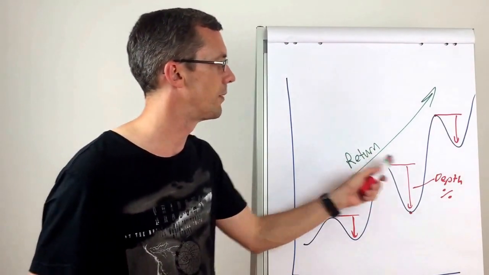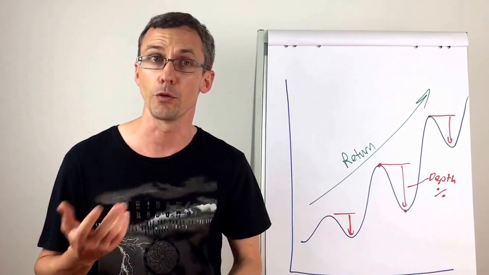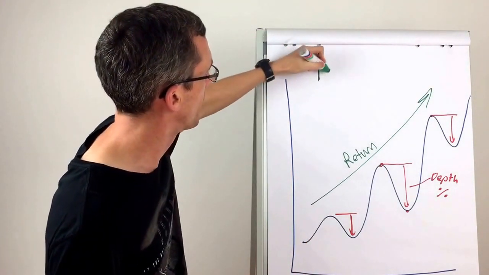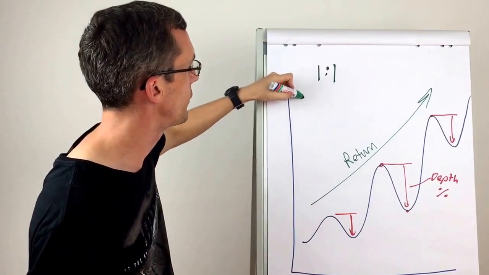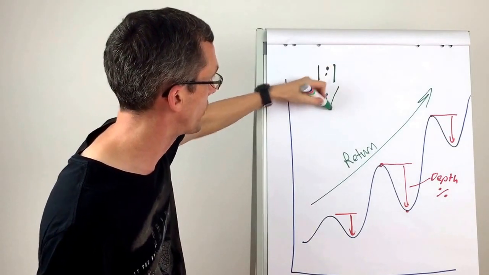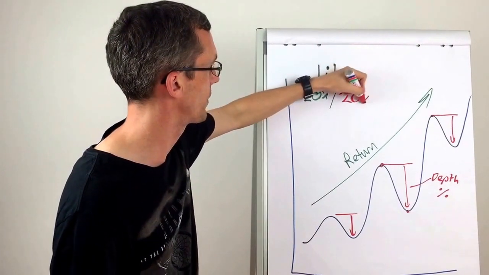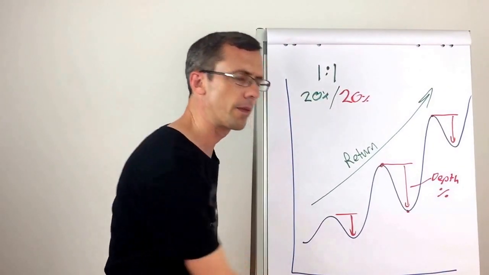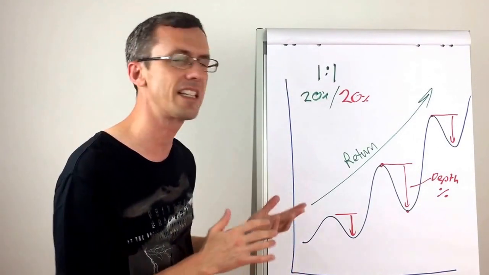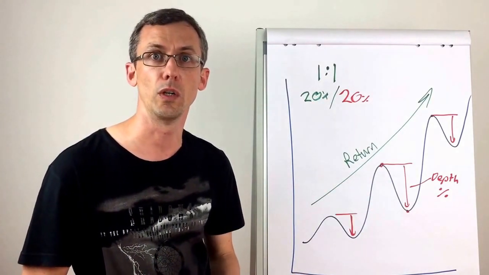Now, what is a reasonable relationship between your return and the drawdown that you're willing to tolerate? Well, if you're aiming for a ratio of 1-to-1, so if you made, say, 20% return per year, and in order to achieve that, you had to put up with the occasional 20% drawdown, then that 1-to-1 ratio is a pretty good starting point. Anything less than that, and you know that you're risking a lot to make the returns that you're targeting.